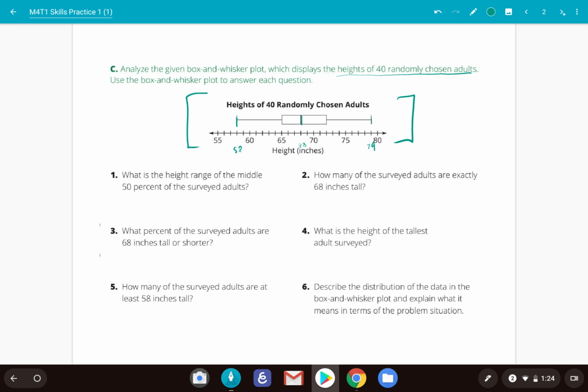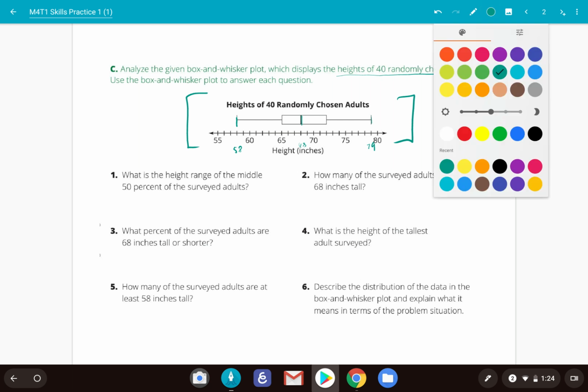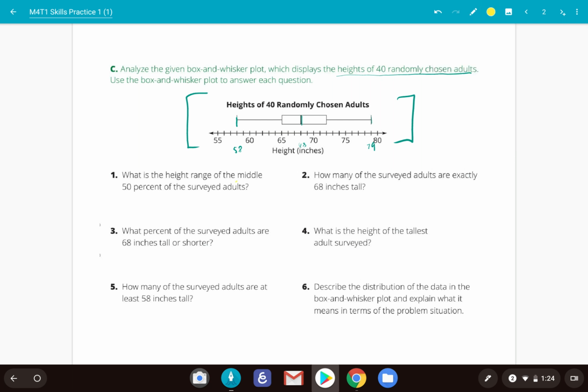So it says, what is the height range of the middle 50%? The middle 50% is what's included in this box right here. So it looks like it goes from 65 to 72.